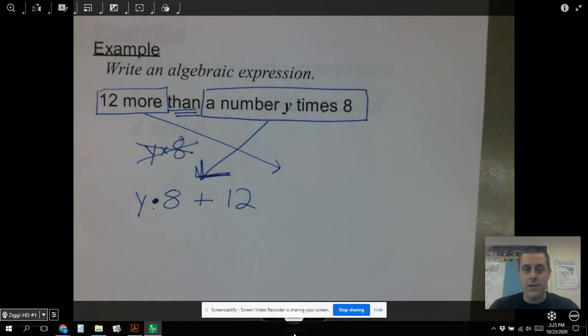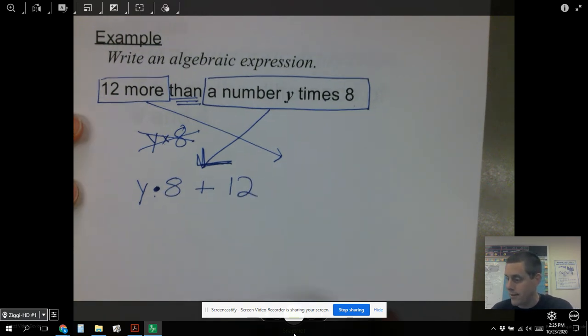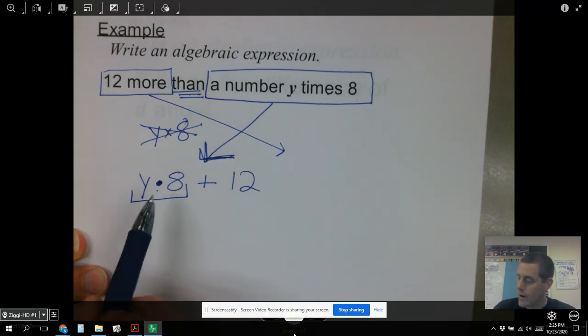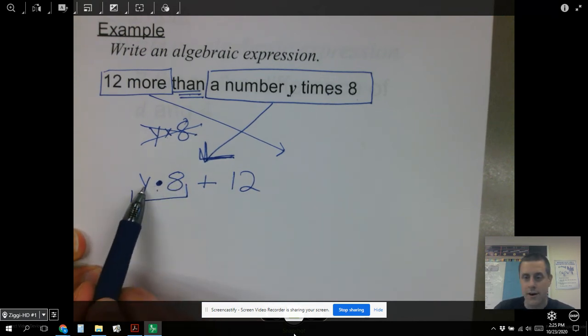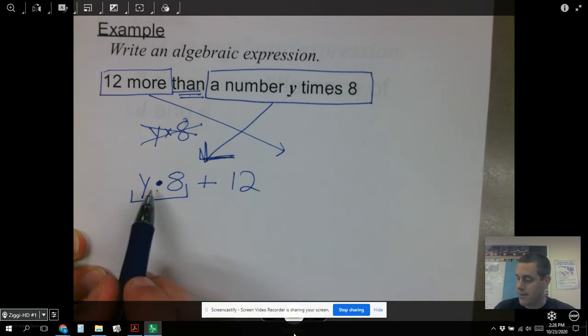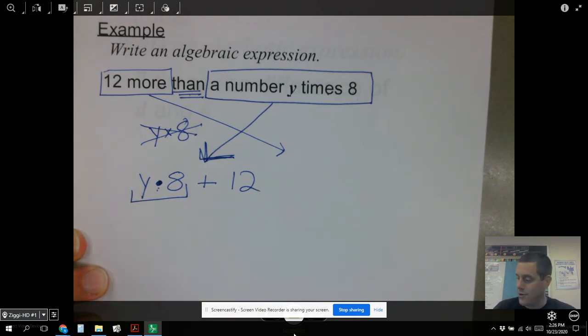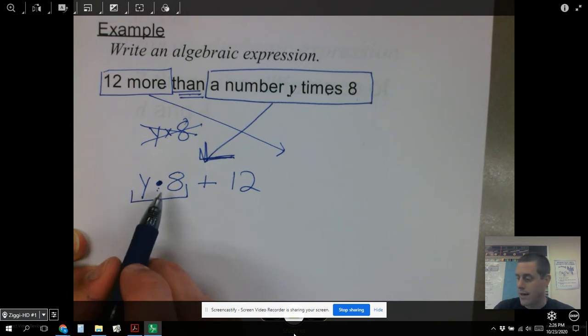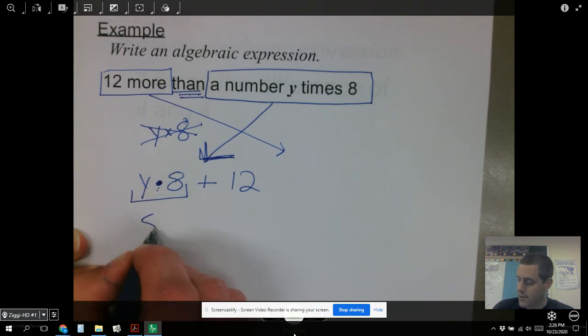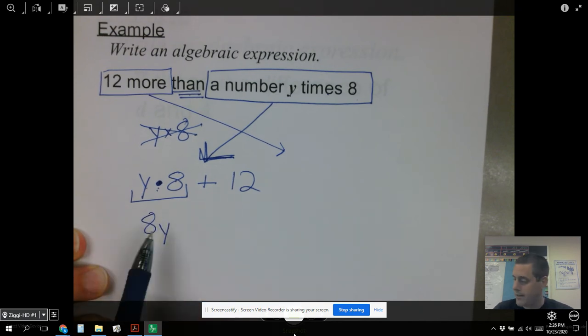There is a better way to write this, though, especially since we're speaking algebraically, and it occurs in this first term, y times 8. When I am multiplying a number times a variable, I can actually have those two values touching each other to insinuate multiplication without actually writing the multiplication dot. The only thing you need to be mindful of, though, if you do that, the number must come first. So y times 8 can really be written as 8y. 8 is touching the y with nothing in between.